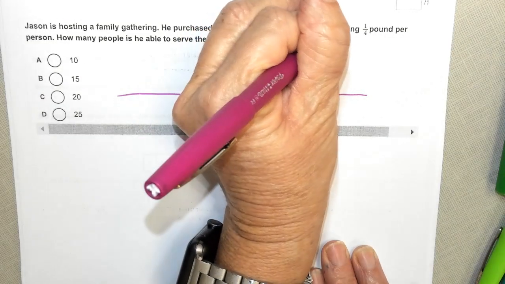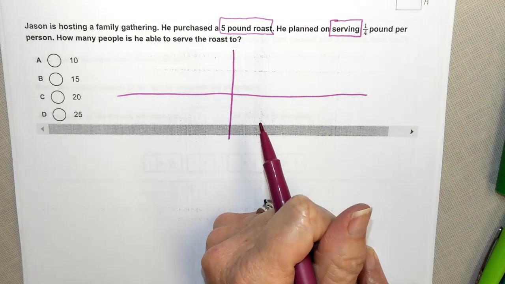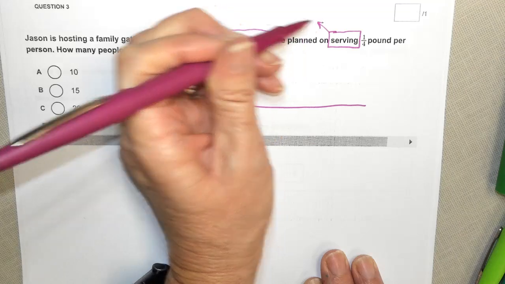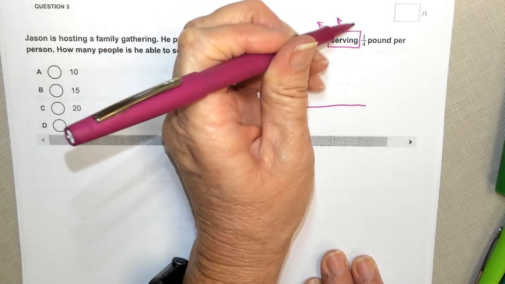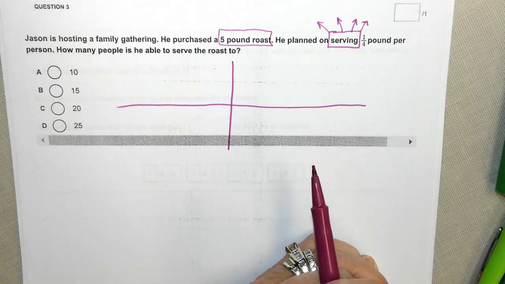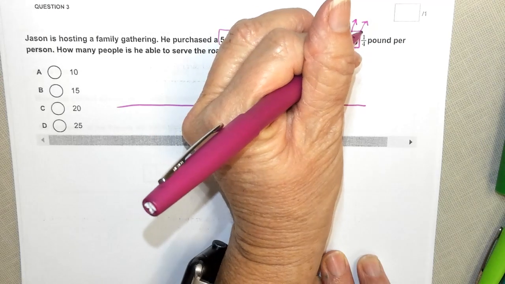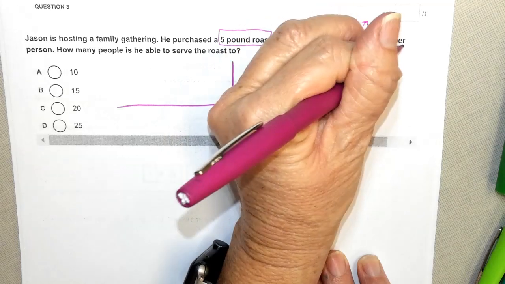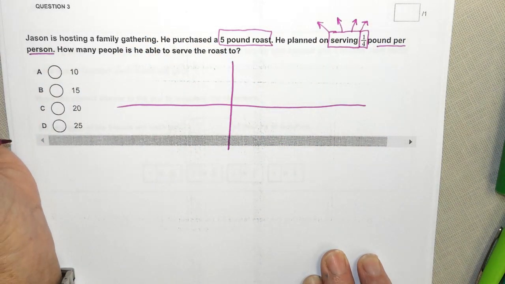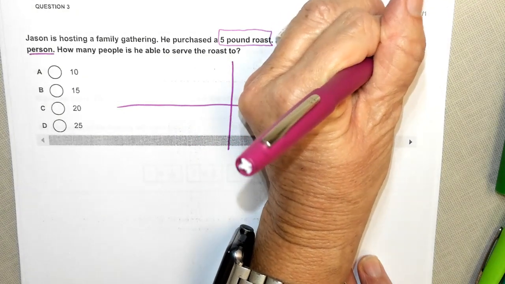So I'm going to box in the word serving, and I'm going to think about, well, what does that mean? That sounds like I'm going to be giving everybody some. Everybody, he's going to give some of the roast. He's going to give everybody 1/4 pound because each person is going to get 1/4 pound. Remember, per means each.